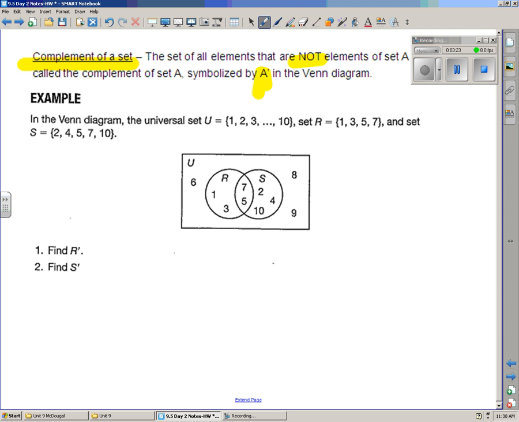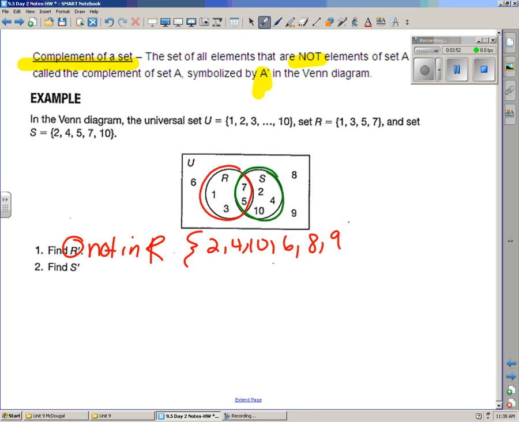So here's an example using complements. In the Venn diagram, the universal set are the numbers 1, 2, 3, all the way up through 10. R has the numbers 1, 3, 5, and 7 in it. S has the numbers 2, 4, 5, 7, and 10. So what are the things that are not in R? R prime means not in R. And that would be 2, 4, 10, 6, 8, and 9. Remember, 7 and 5 are a part of both, so you can't put that in there.